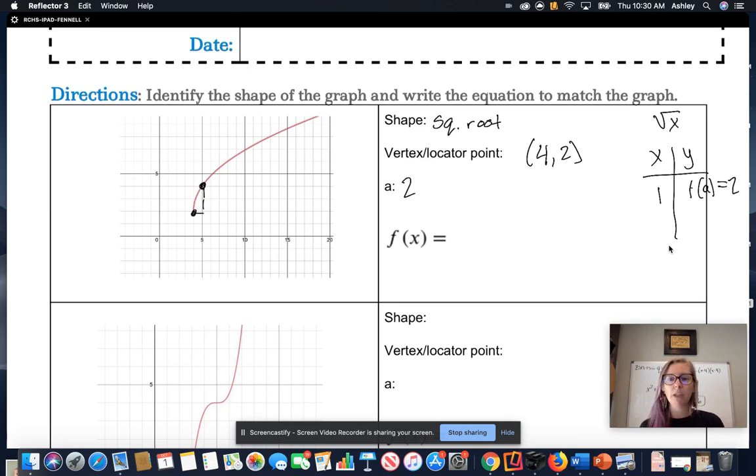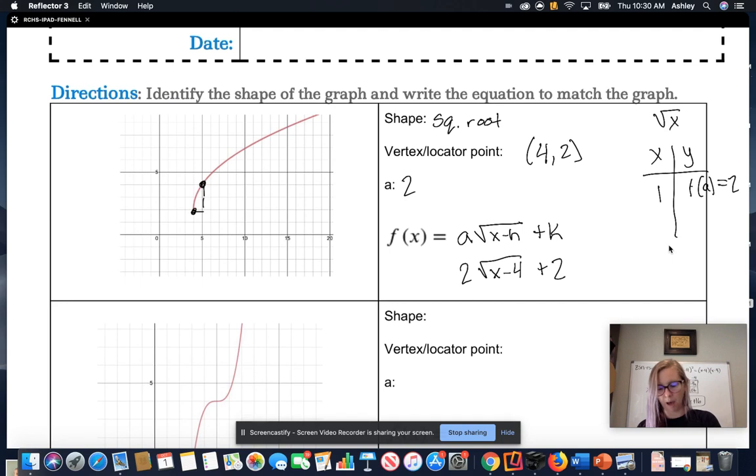All right, so now we need to write this in graphing form or vertex form. Remember, for a square root function, that's going to be in the form a times the square root of x minus h, plus k. Following a very similar format to all of our functions, we know that our a value is 2. Our h value is positive 4, so it's going to look like a minus in here because we're subtracting our h value. And then we also shifted up 2. So that is the equation of our graph.